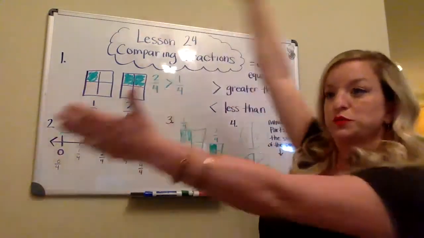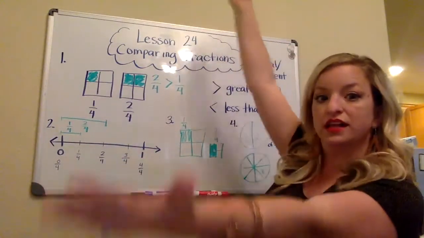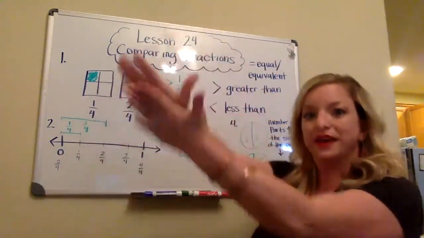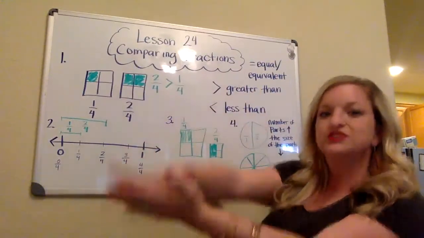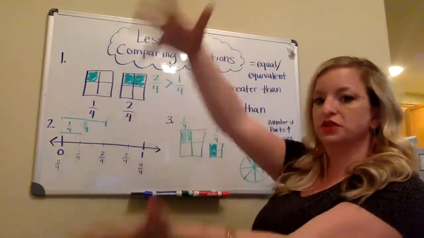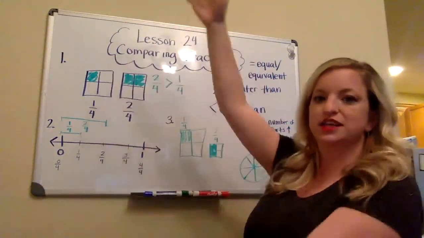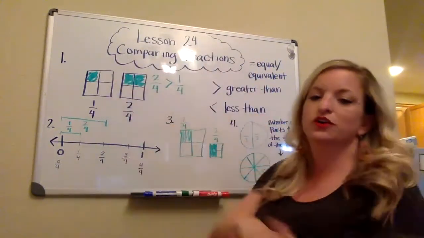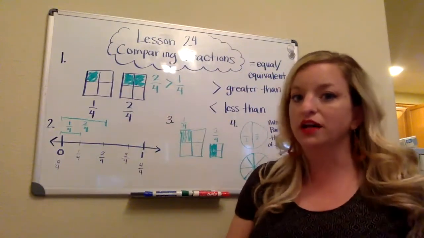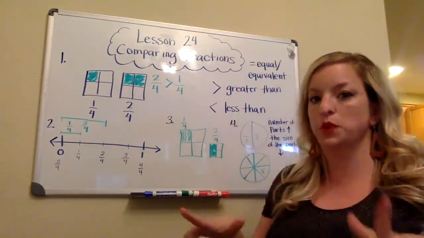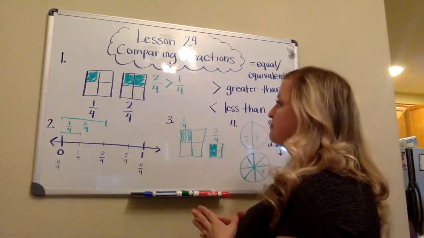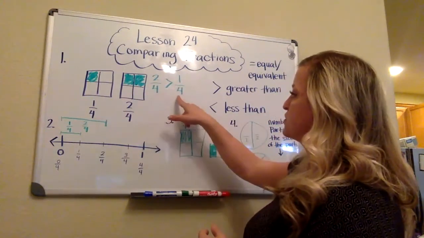So this is when you put your alligator hands up and you say, the alligator eats the biggest number. So the alligator is always going to trump the larger number. The alligator eats the biggest number. You guys may be laughing, but it helps your brain so you remember. So that's why I wrote 2/4 is greater than 1/4.